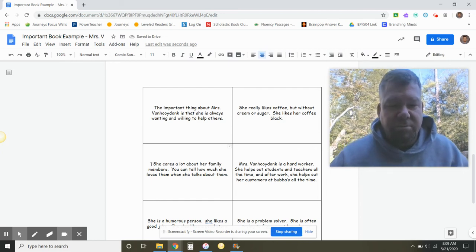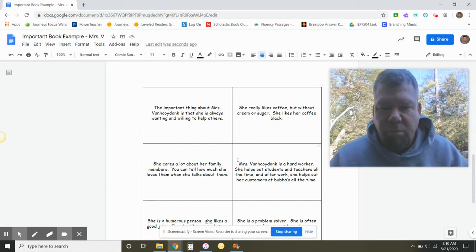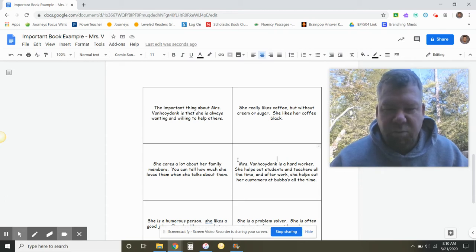Moving on to our third rectangle. She cares a lot about her family members. You can tell how much she loves them when she talks about them. Hmm, I didn't see anything or hear anything that sounded funny, so let me read that one more time. She cares a lot about her family members. You can tell how much she loves them when she talks about them. I do not see or hear any changes that need to be made for that rectangle. Moving on to rectangle number 4. Mrs. Van Hooydonk is a hard worker. She helps out students and teachers all the time. And after work, she helps out her customers at Bubba's all the time. Now, Bubba's is a restaurant. That is a proper noun, so we need to capitalize Bubba's.